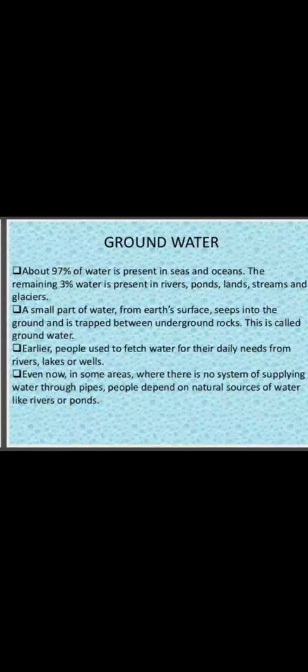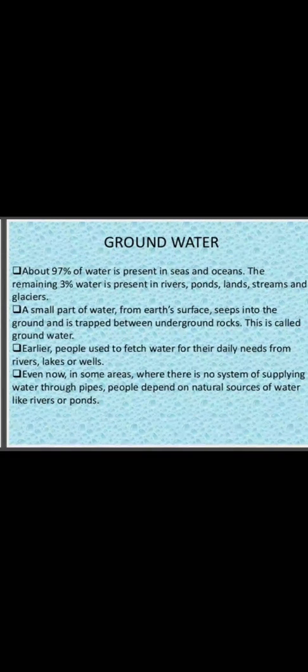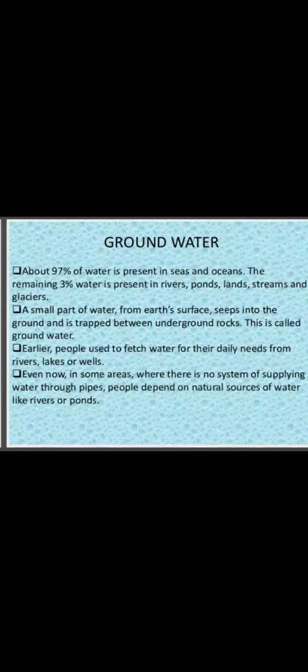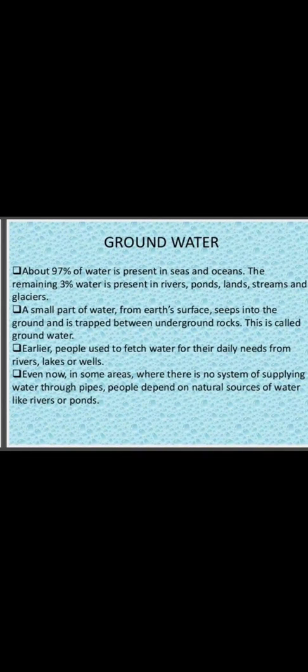So what happened earlier? In earlier days people used to fetch the water for their daily needs from rivers, lakes and wells. Even nowadays in many areas where no water supply system is present, people depend on natural sources of water like rivers and ponds. So they use different ways to lift or draw out the groundwater. Now we will discuss the different ways of drawing out the groundwater.